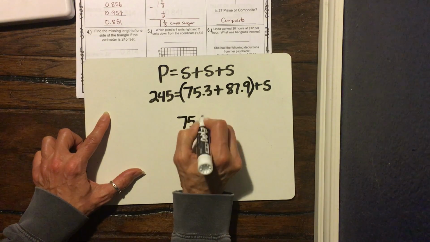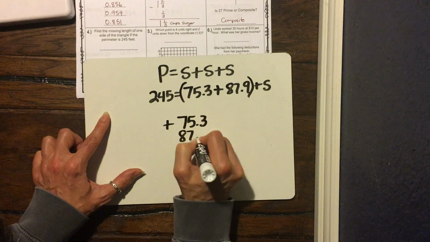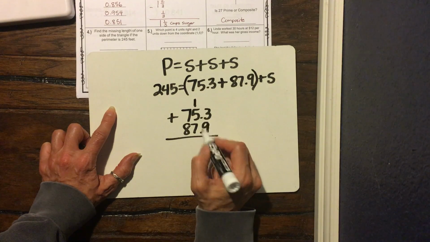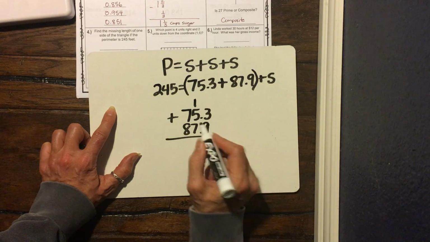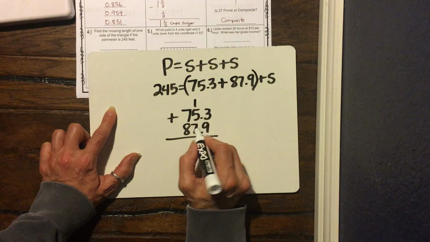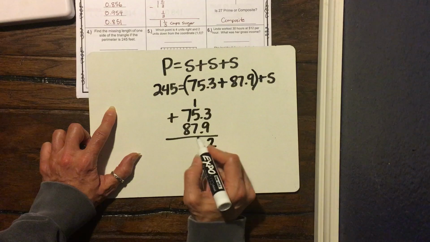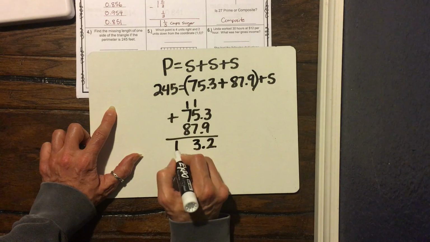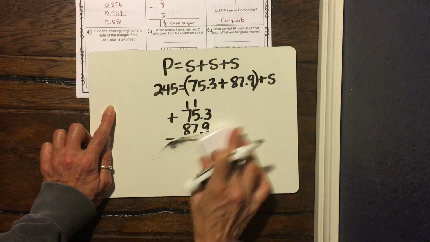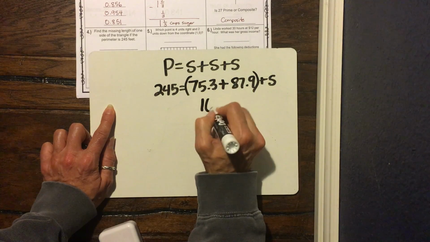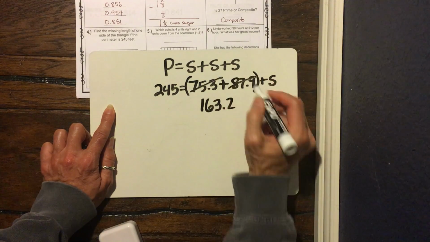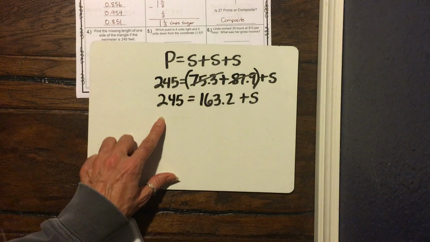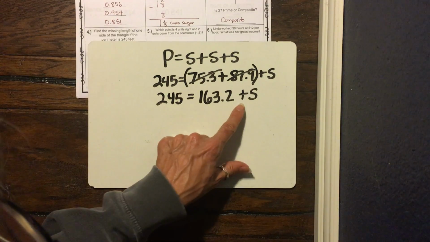So we have 75.3 plus 87.9, okay? 9 plus 3 is 12, carry the 1. Don't forget we have to line up our decimals anytime we add or subtract decimals. We have 7 plus 5 is, let's do it the big way. 7 plus 1 is 8, plus 5 is 13, carry the 1. 7 plus 1 is 8, we know our doubles, so 8 plus 8 is 16. So this equals 163 and 2/10. So I'm going to put that right underneath there. I've solved that already. So I have 245 equals 163 and 2/10 plus S.